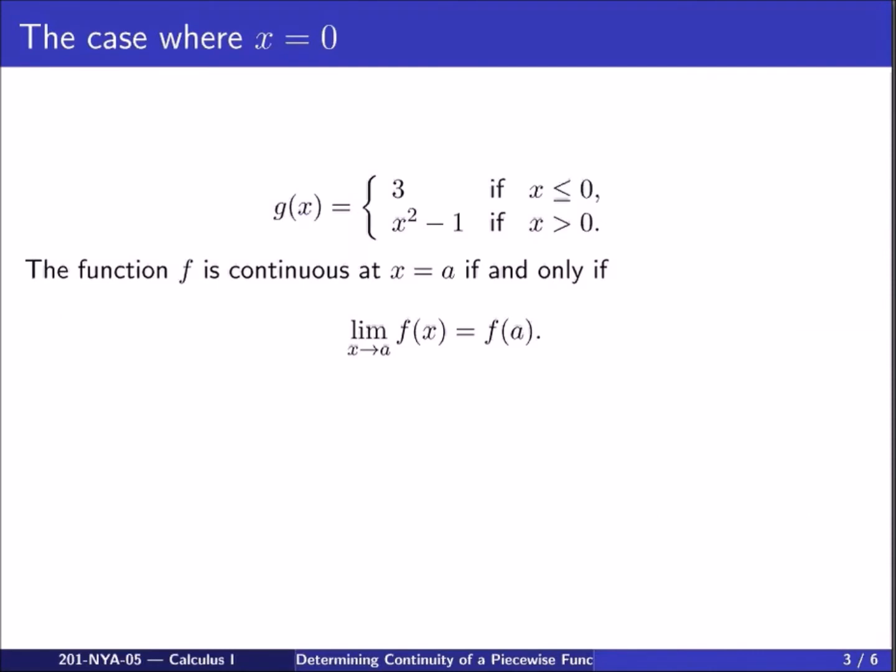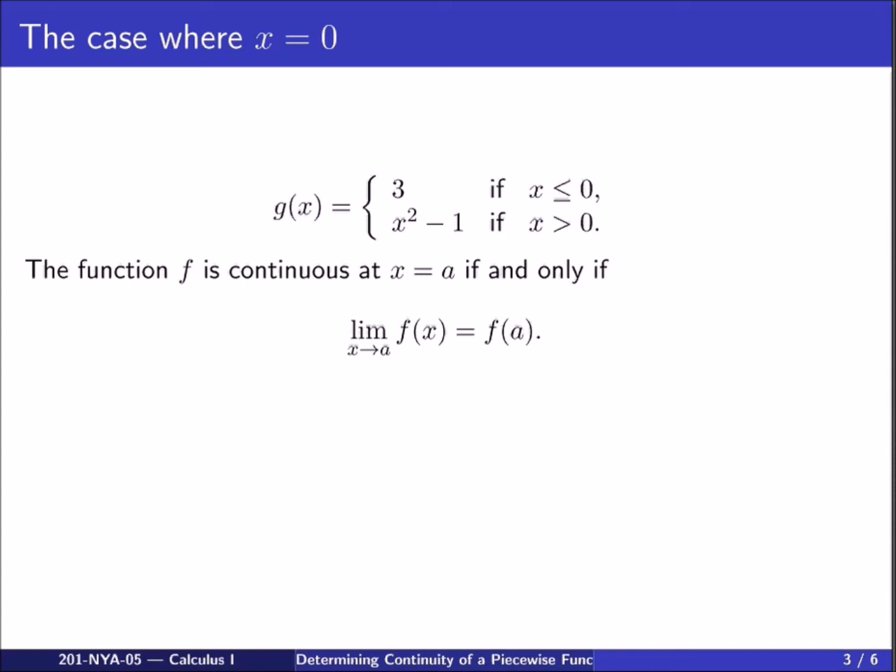To check the continuity of g at x equals 0, we need to go through the definition. Now the definition says that a function f is continuous at x equals a if the limit of f of x as x approaches a is equal to f of a. Now that means that f of a is defined, it means that the limit exists, and it means that the limit is equal to the function value at a.